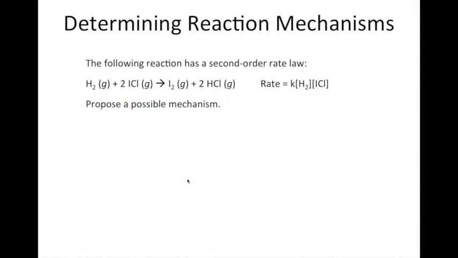Let's take a look at a more challenging problem. Here, you're given the following balanced chemical equation, and you're given the rate law, which was determined experimentally for this reaction. See if you can propose a possible mechanism. So propose a couple of elementary steps that would meet the criteria that we talked about previously. Pause the video and give it a try.